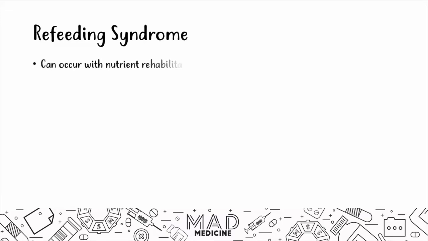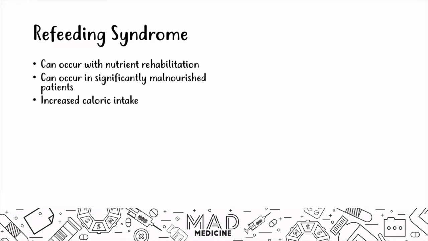So what happens is when you start to give someone nutrient rehabilitation, you're going to give them an increased amount of caloric intake, especially in someone who is malnourished. Now, because they're increasing their caloric intake, they're going to have an increased production of insulin, right? That makes sense. Normally, their body isn't producing insulin because they're not eating much. Now they're eating, their body senses, oh, we're getting some calories, we need to produce insulin.